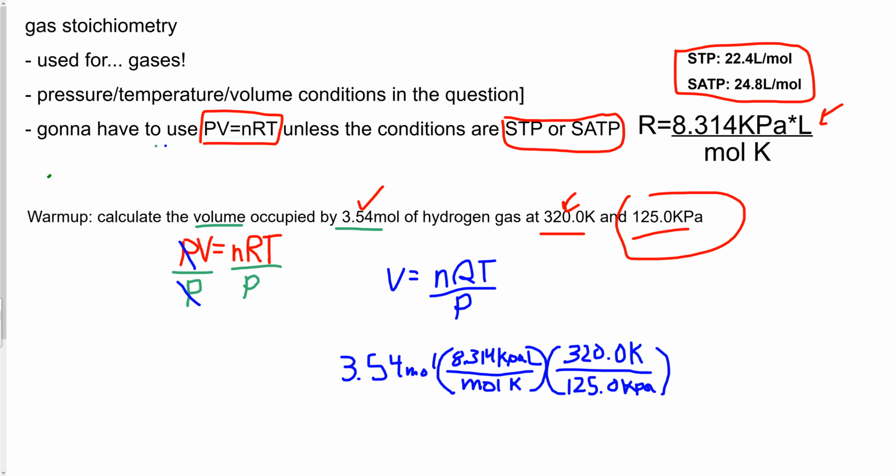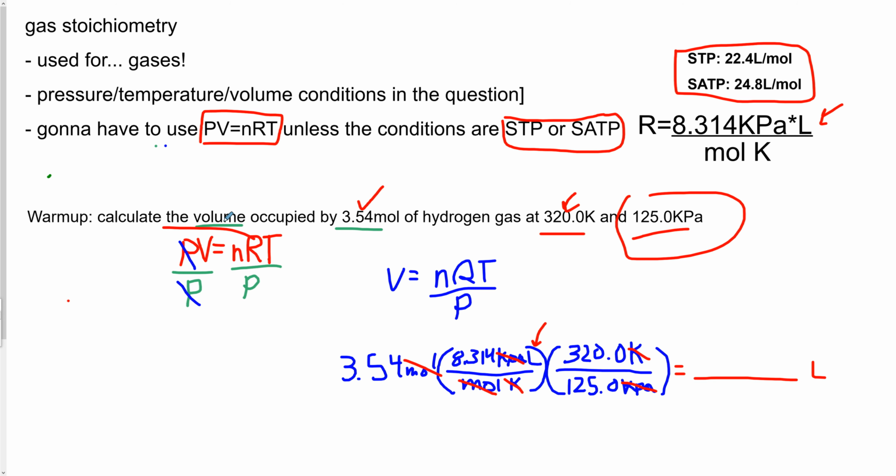So now we are allowed to do our unit crossing out. So we've got degrees Kelvin on bottom and top. They cancel. We've got kilopascals here. We've got kilopascals here. They cancel. We've got moles on the bottom, moles on the top. Bop, bop, those cancel. Hey, look, what's the only unit that is surviving here? It's liters. Unreal.